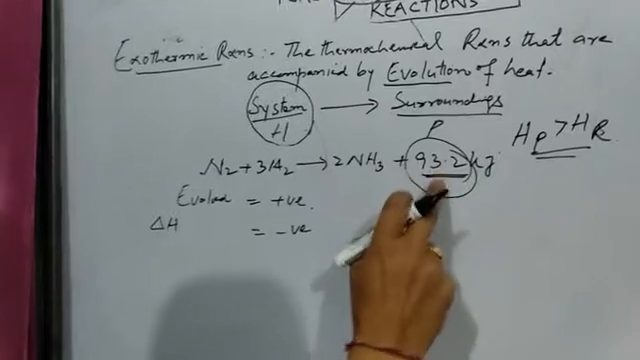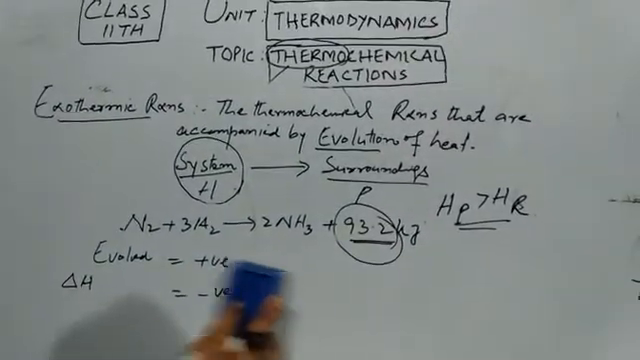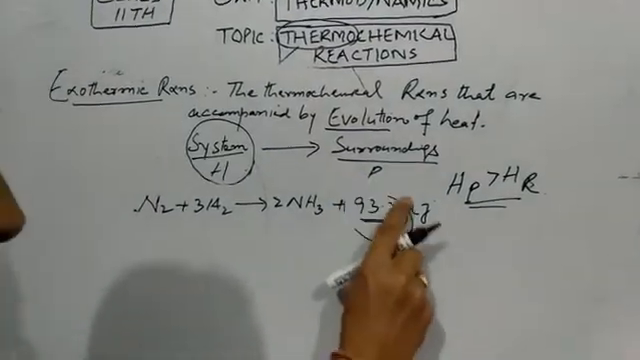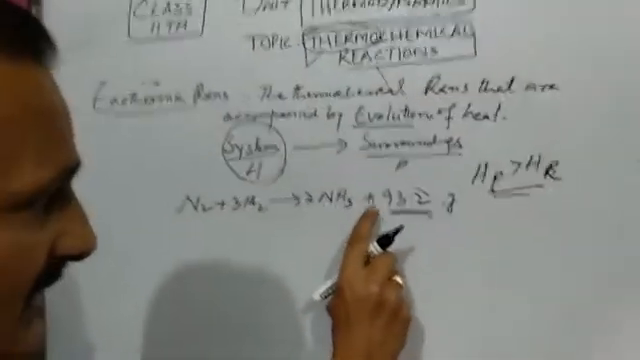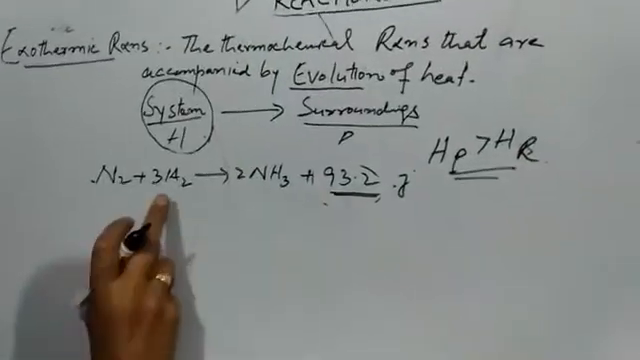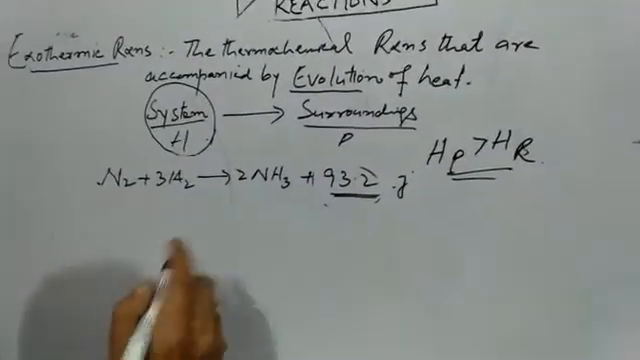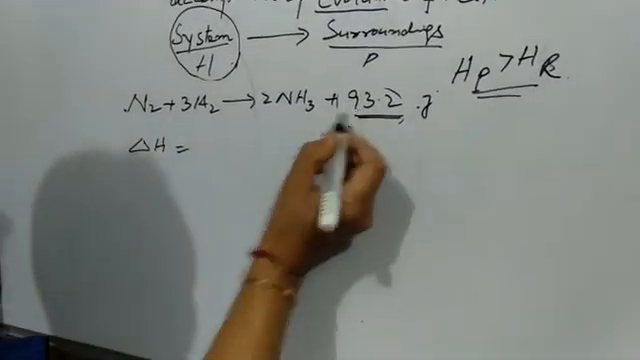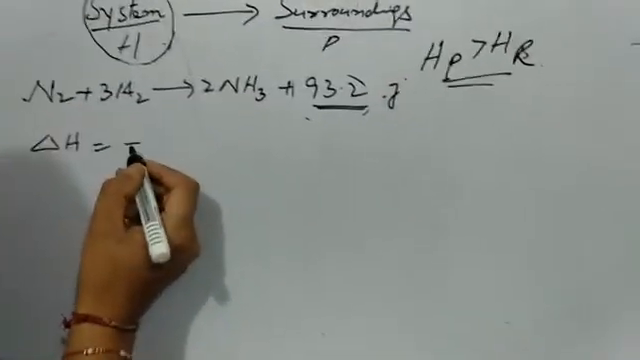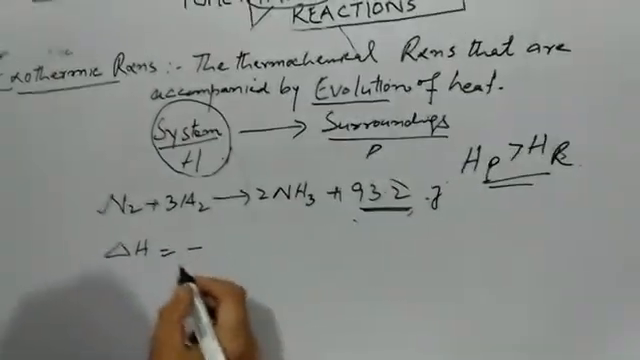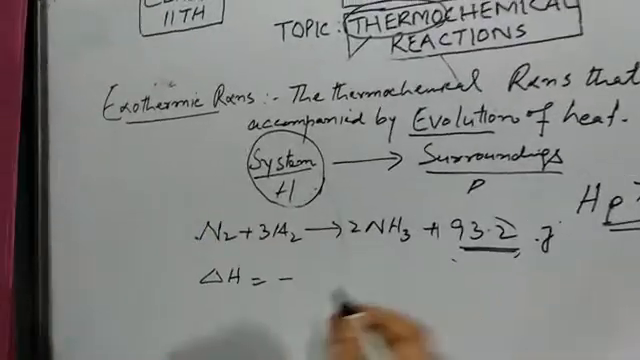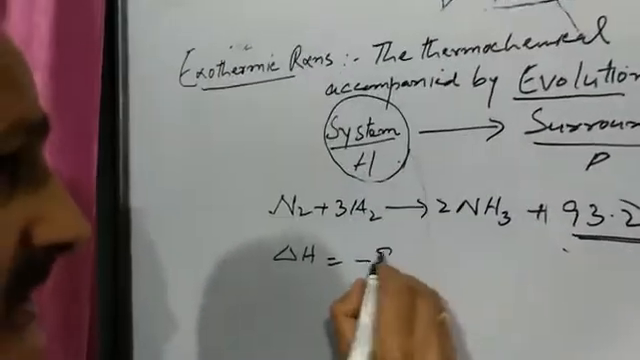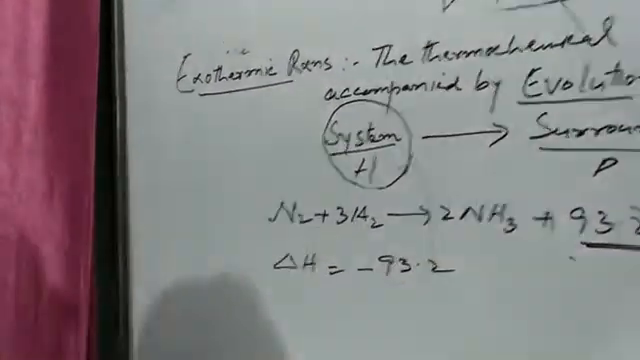I can rewrite this reaction in terms of delta H. This is not delta H. This much energy has been released. It has come out from the system to the surrounding. But if we want to determine delta H in this case, delta H will not be positive, it will be negative, because this much amount of heat has been evolved, it has gone out, and therefore it will get negative sign. It will be 93.2 joules.